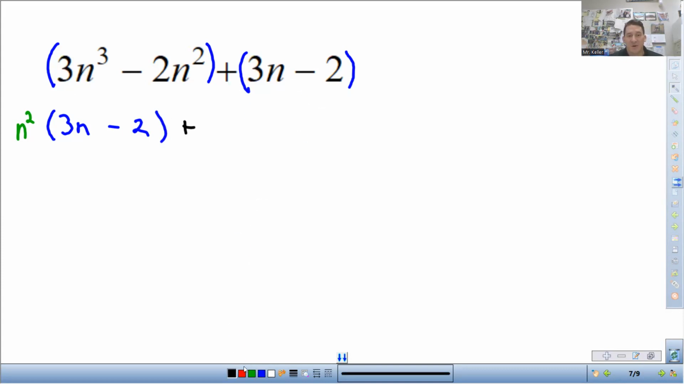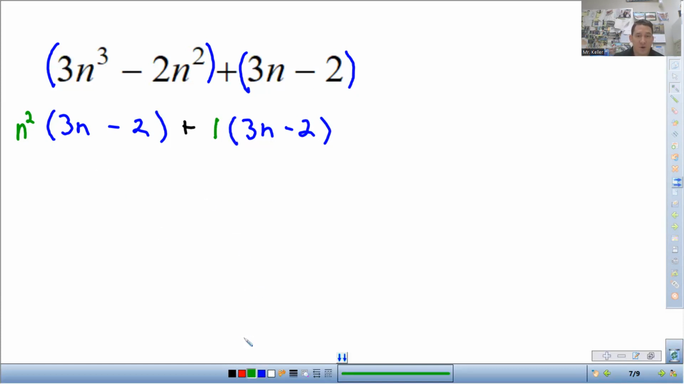3n minus 2, there's no common factor there. What you need to do if they don't share a common factor, you need to take out, we're going to say, a 1. And then it's 3n minus 2. So remember, the greatest common factor is undoing distribution properties. So if we distribute a 1 in here, it doesn't actually change. So if there's no greatest common factor, we're going to say we take out a 1.